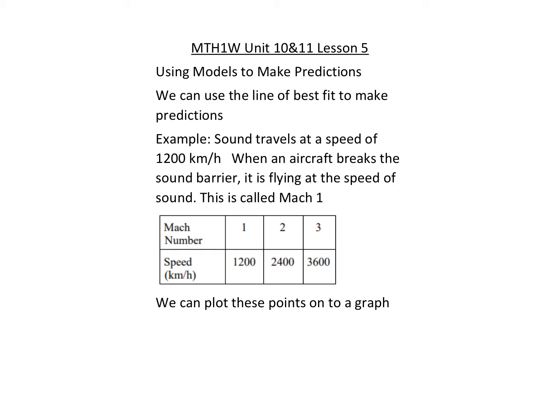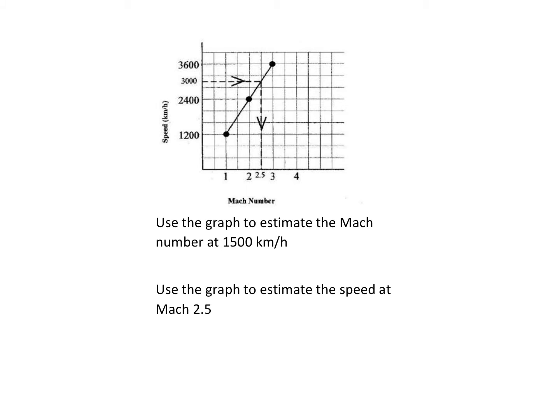So we can take these points. This is my x variable, and this is my y variable. So the Mach number is the independent, and the speed is the dependent variable. And we're going to plot these onto a graph. So here's my graph. I can see that the x-axis is the Mach number and the y-axis is the speed in kilometers per hour. So make sure you label your axes and you put units if that is appropriate.